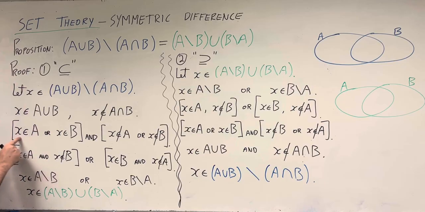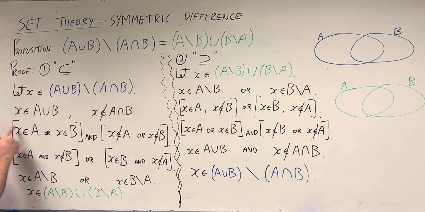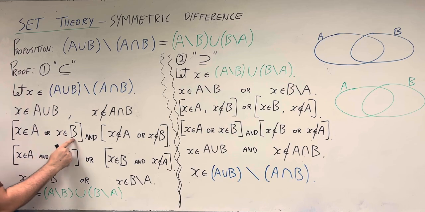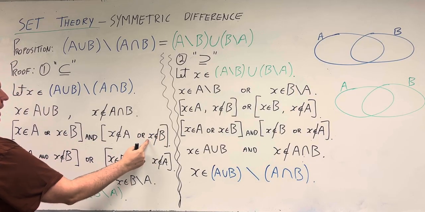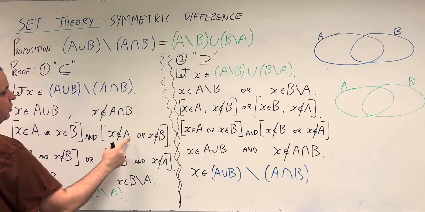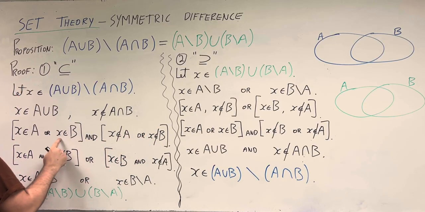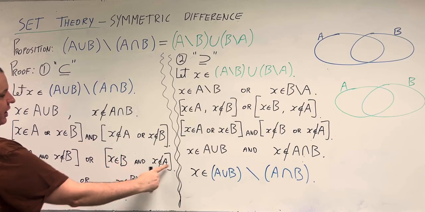Another possibility, if x does not belong to A, this has to be true. I have an and, so this whole chunk here has to be true. So if x is not an element of A, x has to be an element of B. If x is an element of B, this has to be true. And we know that x is an element of B, so this is wrong, this is false. So this must be true.